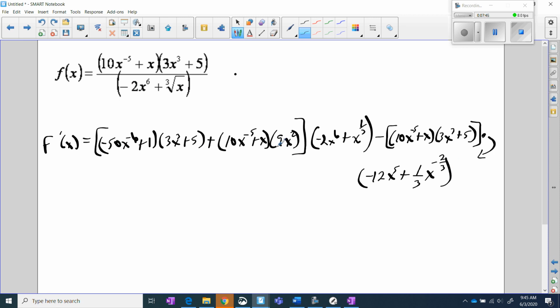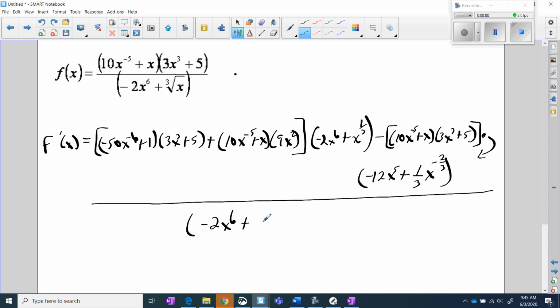Okay, derivative of the numerator, which was a product rule, multiplied by the denominator. Subtract the numerator, multiplied by the derivative of the denominator, and then all of this would be divided by the denominator squared. Do I have to put x to the 1/3 there, or can I leave it as cube root x? It doesn't matter, they're equivalent. You can write it this way, or you can put cube root x. They mean the same thing. Okay, so there's some examples of the quotient rule.